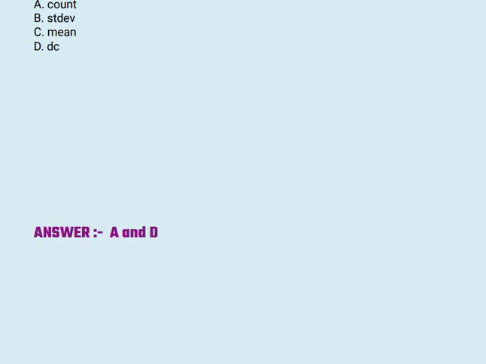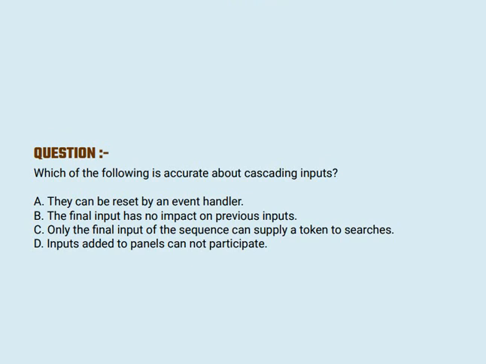Next question is, which of the following is accurate about cascading inputs? Option A, they can be reset by an event handler. Option B, the final input has no impact on previous inputs. Option C, only the final input of the sequence can supply a token to searches. And option D, inputs added to panels cannot participate. The correct answer is option A.